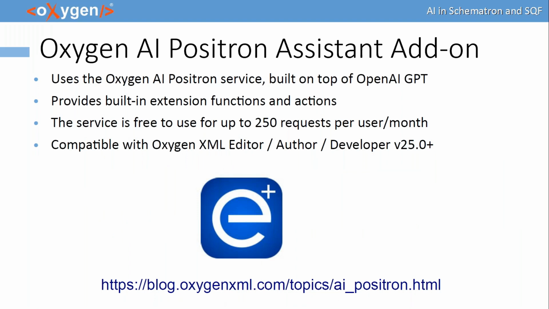In Oxygen, we have a Positron Assistant add-on. This is an add-on that we added recently, and you can use it in Oxygen XML Editor, Developer, and Author, starting with version 25. You have these two built-in functions that can be used automatically, and also different actions.